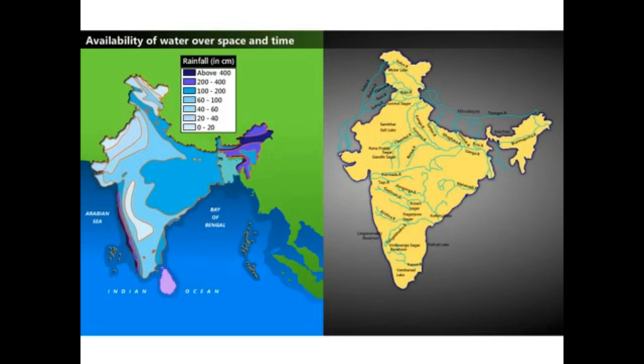Have a look at the map to know the distribution of rivers and rainfall in our country. Though the study of the rainfall and the rivers does not reveal the exact scenario of the availability of water, it presents a bird's eye view of the overall pattern. Water is not distributed equally on the Earth's surface.